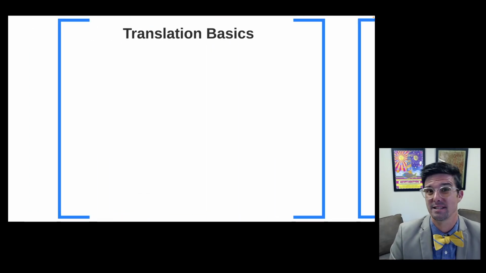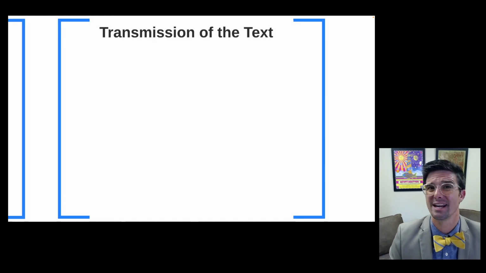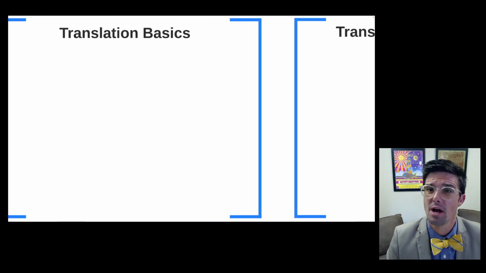The second is some basics about translations and how translation philosophies work and play out on the ground level. And then lastly, the transmission of the text. So let's go ahead and jump back and start with the basics of choosing a passage for exegesis.